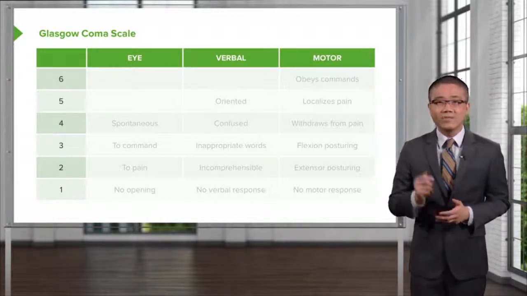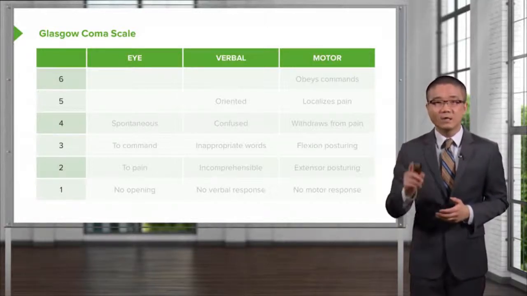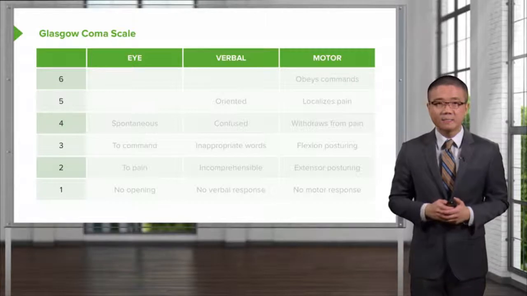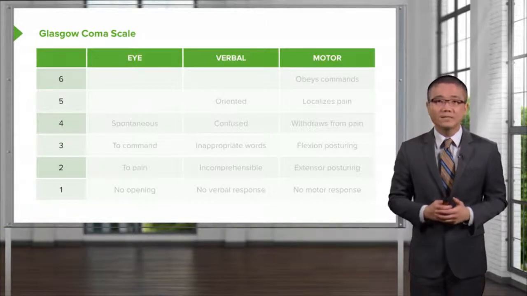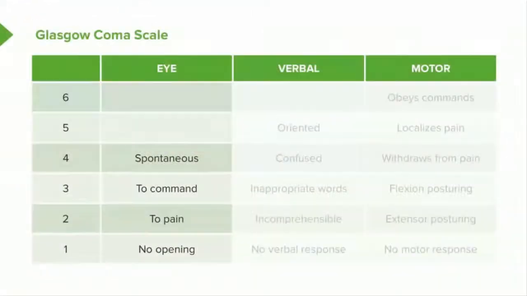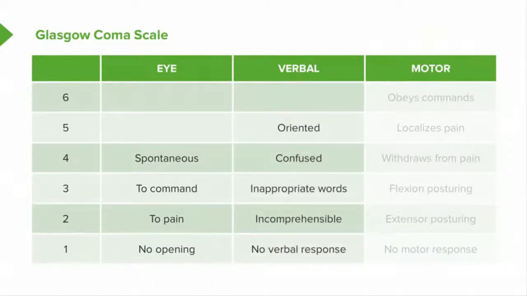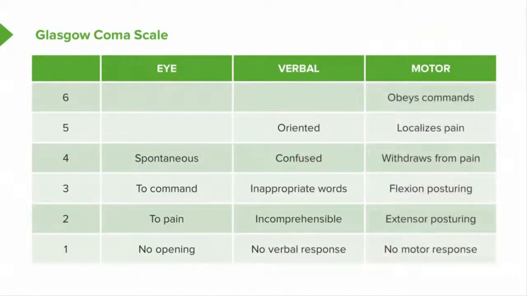We assign the best exam finding. Remember, the best exam finding. When presented on an examination with the question of what is the GCS score, always look for the best exam finding. The eye exam is listed from 1 to 4. The verbal examination is listed from 1 to 5. And the motor exam is listed from 1 to 6.